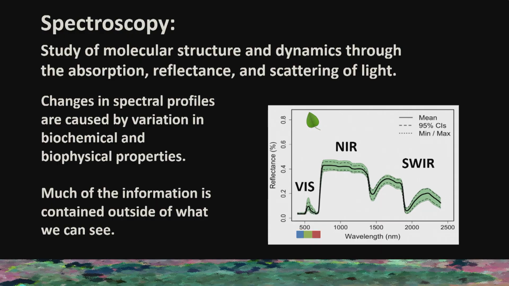But you also have, in addition to the visible wavelength range that we can see, which is related to quite a bit of pigment-based biochemicals, the near-infrared, which is strongly related to intracellular structure, things like palisade parenchyma length or cuticular layer, and the shortwave infrared, which also has a number of water absorption features and secondary metabolite biochemical absorption features as well.